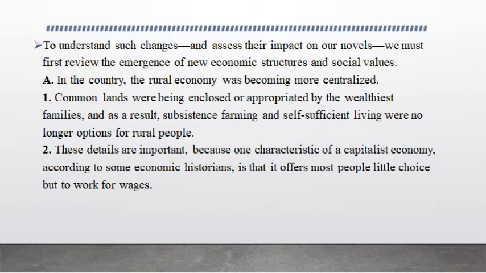In the country, the rural economy is becoming more and more centralized. Common lands, that is, lands that have been available to almost anyone. You need a place to pasture your sheep, you can use this field. You need a place to plant a few crops, tend a little garden, you can use this field. Those common lands have been enclosed or appropriated by the wealthiest families, by the aristocracy and the gentry, in other words. And as a result, subsistence farming and self-sufficient living, what they used to call living off the land back in the 1960s, these were no longer options for rural English men and women.